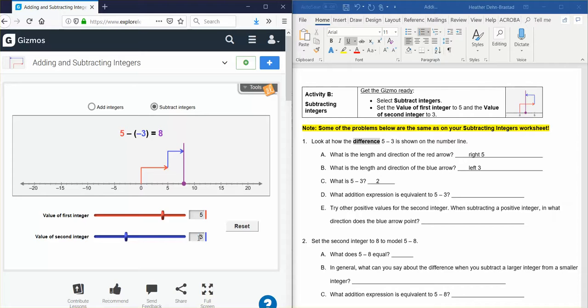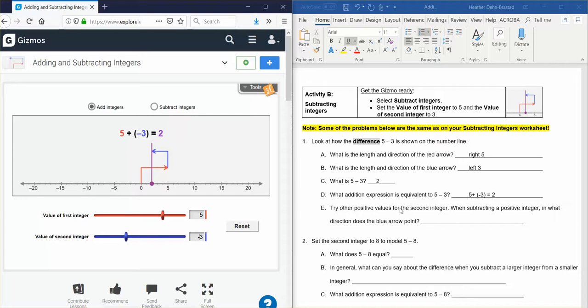It's changing my numbers each time. 5 minus 3 equals 2, and 5 plus negative 3 is also equal to 2. And that's important because when we stop using the number line and start using the rules, we're basically changing this subtraction into its equivalent addition sentence. Let me show what that is again. 5 plus negative 3 is equal to 2. They're the same sentence. 5 minus 3 equals 2. 5 plus negative 3 equals 2. We get the same answer either way.